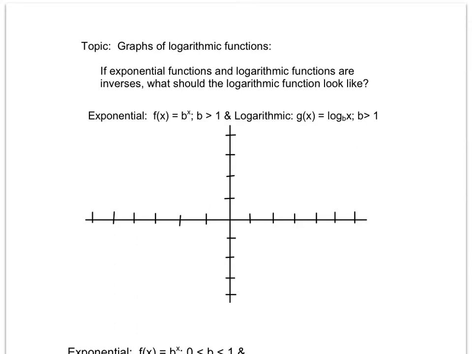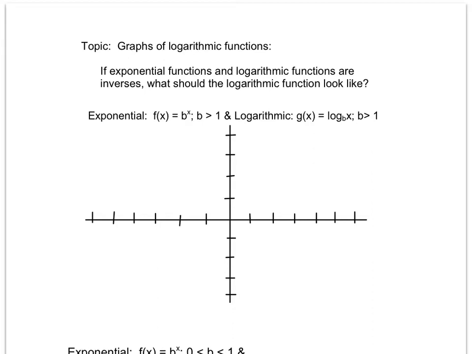So you've looked at the graphs of exponential functions. Now let's look at the graph of logarithmic functions. Remember that exponential functions and logarithmic functions undo one another and are therefore inverses. So if you think back to when we talked about inverse functions, we talked about how inverse functions should be reflections of one another across the line y equals x.